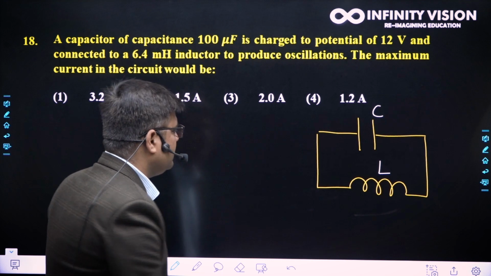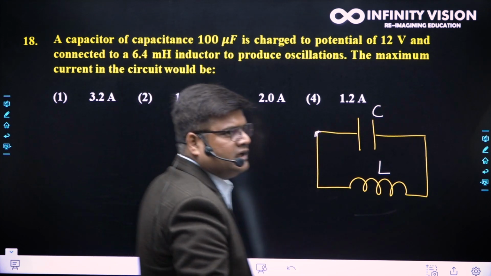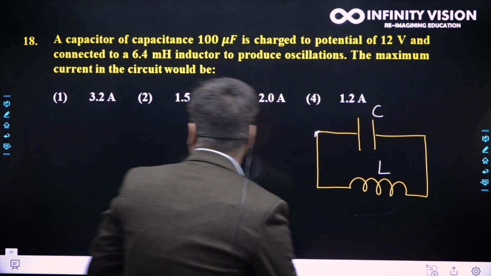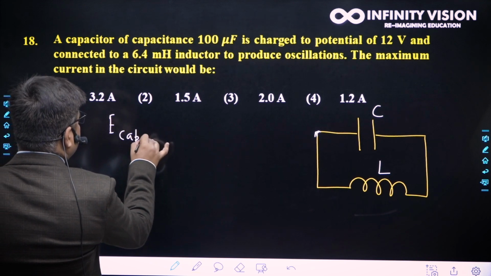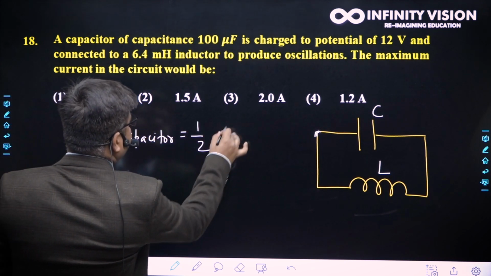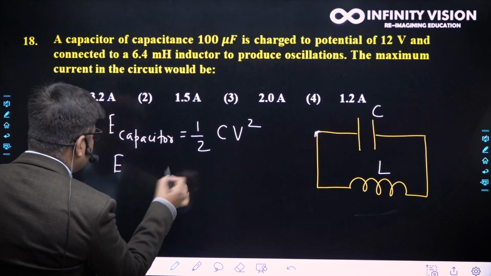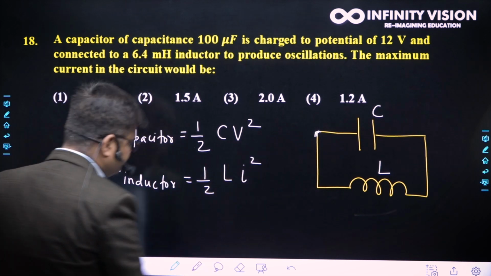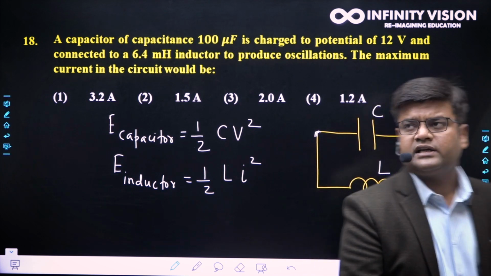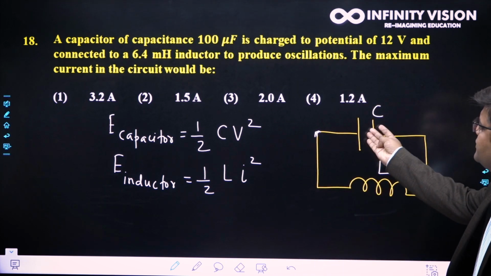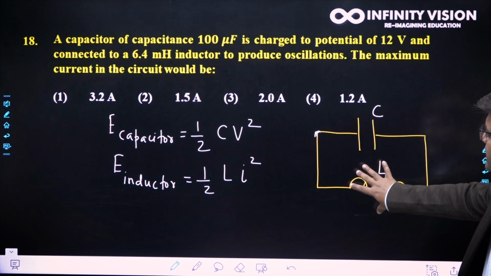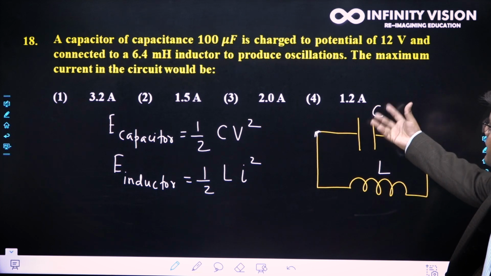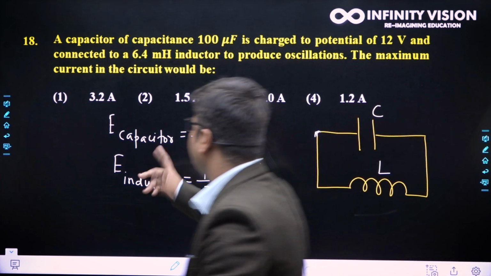Now we know that when we connect a charged capacitor with an inductor, there is an oscillation between electrostatic energy and magnetic energy. The electrostatic energy stored in the capacitor is given by half CV square, and the magnetic energy stored in the inductor is given by half Li square, where i is the current through the inductor. When the capacitor gets discharged, the total energy will be stored in the form of magnetic energy in the inductor. When the inductor starts discharging, the total energy will be stored in the capacitor in the form of electrostatic energy. So there will be oscillation between these two energies.